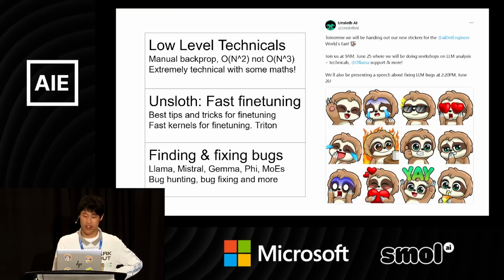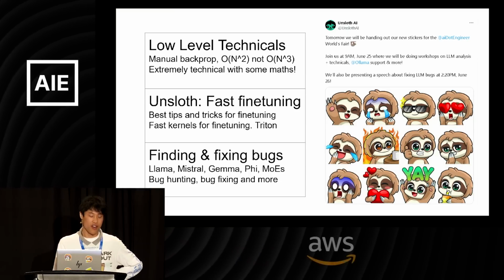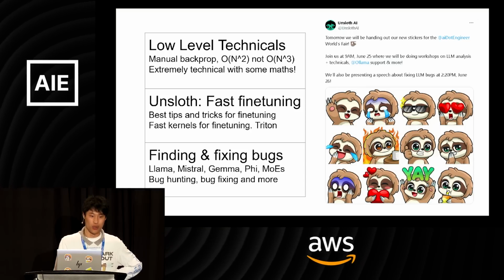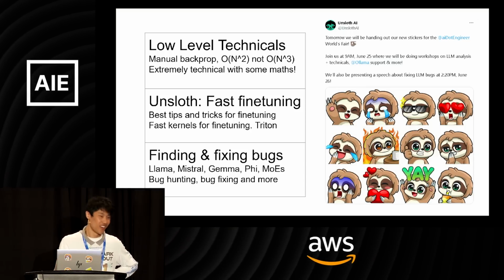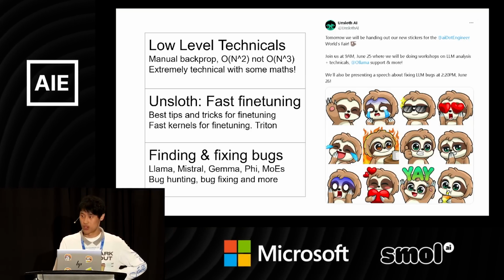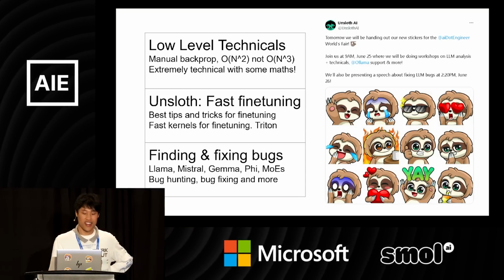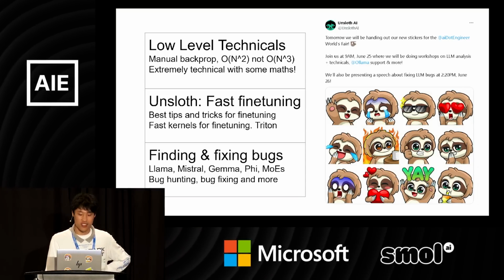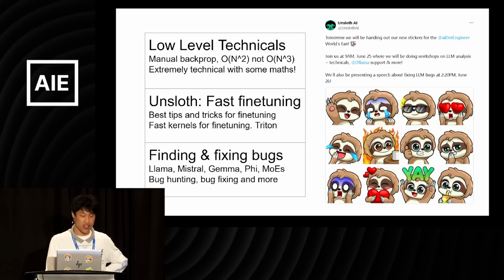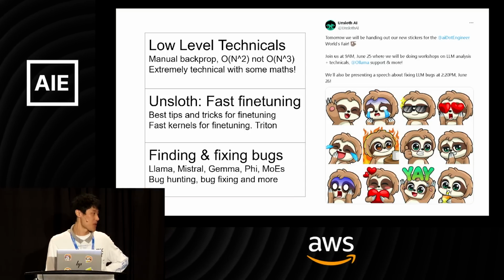We'll be talking about Unsloth fast fine-tuning, the best tips and tricks for fine-tuning, how we write the fast kernels, and how we make it 2 times faster and use 70% less memory with no accuracy degradation. We'll talk about some Triton, OpenAI's Triton language. And we'll be finding and fixing bugs, which will be a constant theme: how do we find and fix bugs in Llama, Mistral, Gemma, Phi? We'll be talking about mixture of experts a bit as well, but it depends on time.